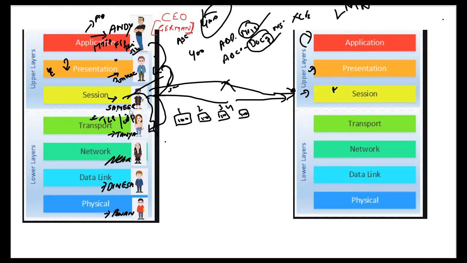If you want acknowledgement of each and every packet, then you will opt for TCP. And if you don't want a reliable delivery, don't want an acknowledgement, then you can use UDP. Okay.